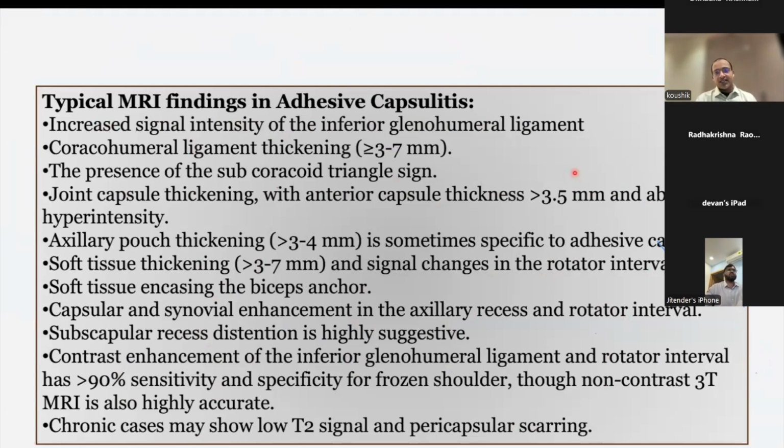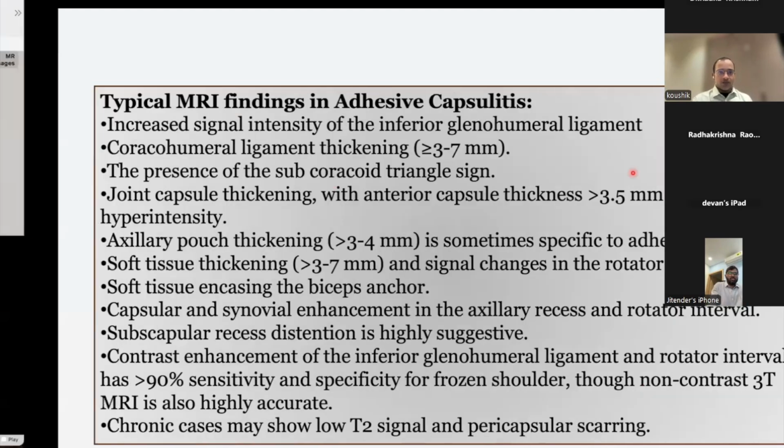But the usual MRI findings in adhesive capsulitis are thickening of the coracohumeral ligament, increased signal intensity of the inferior axillary pouch and thickening of the axillary pouch. There is inflammation and soft tissue thickening in the rotator interval. There is thickening of the joint capsule. If you give contrast, then there is contrast enhancement of the rotator interval and also the inferior glenohumeral ligament. Along with that, if I'm doing an arthrogram, the distensibility of the joint capsule is limited. So these are all the findings we see in adhesive capsulitis or frozen shoulder.